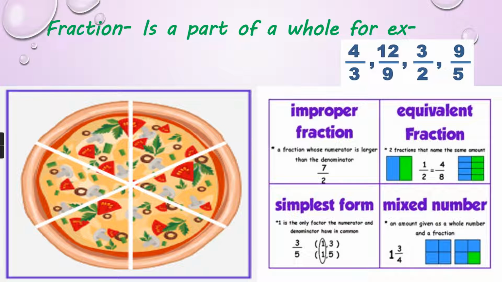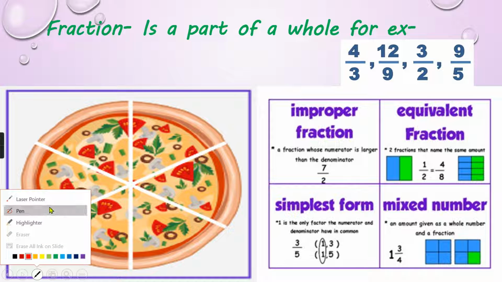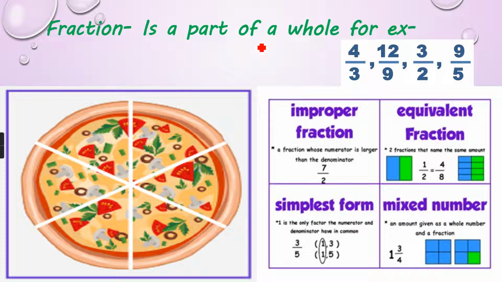Fractions is a part of a whole. For example, there is a pizza. When we divide the pizza into 4 parts, or if I say 1, 2, 3, 4, 5, 6 parts. So 1 part of the pizza is a fraction, and we will write 1 part of the pizza as 1 upon 6.